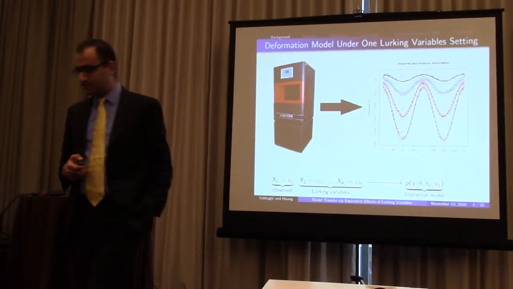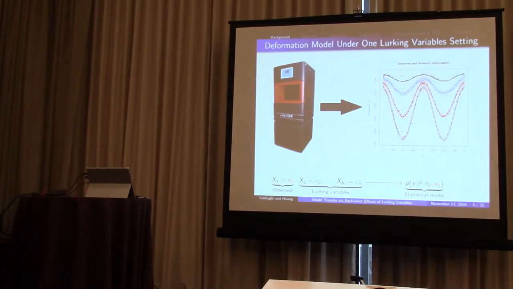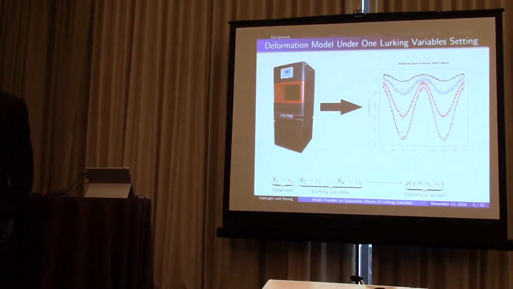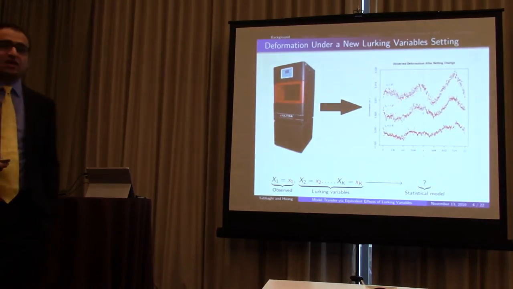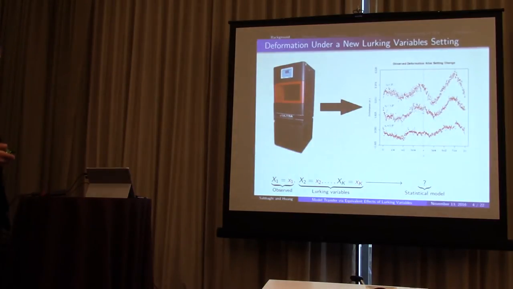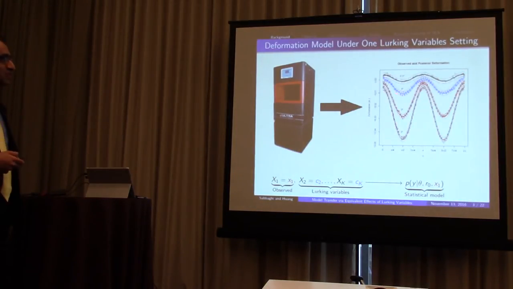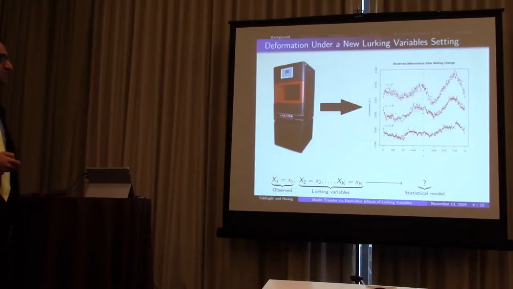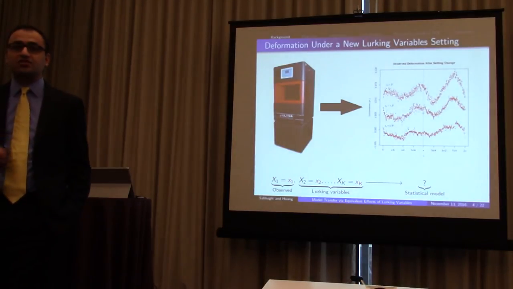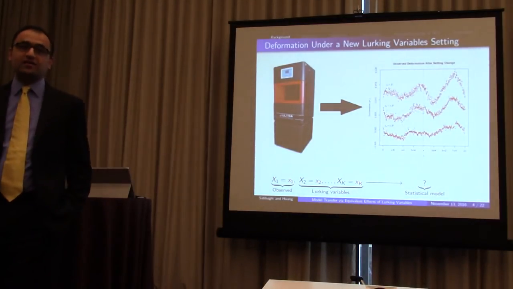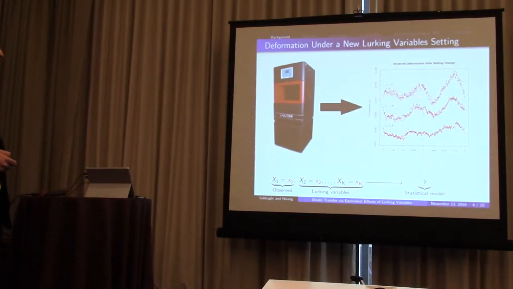This was in 2012. However, in 2014, what occurred was a technician came and changed the settings of the machine, and this is now the new deformation for cylinders manufactured under the settings of the 3D printer. As you can observe, the deformation profiles for the 2012 data are drastically different from the deformation profiles for the 2014 data. And therefore, the kind of models and the kind of strategy we developed in 2012 cannot be directly applied to this new setting of the lurking variables.